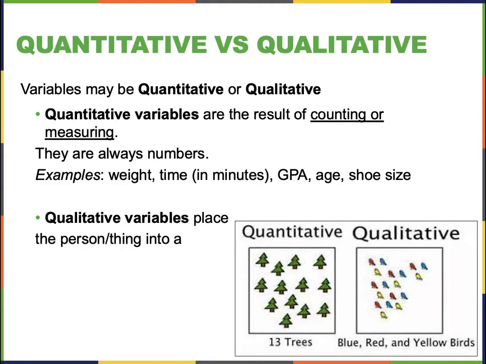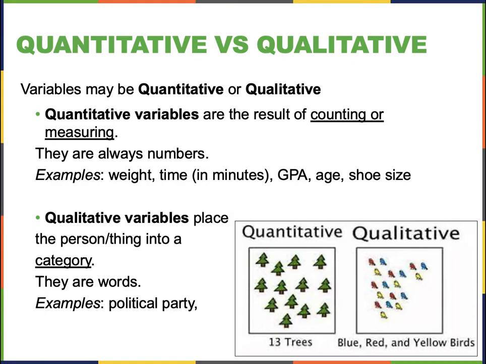Qualitative variables place the person or thing into a category, and they are expressed using words. Examples are political party, eye color, gender, ethnicity, etc. Your gender could be male or female. Your political party might be independent, Republican, Democrat. So all of these variables are expressed using words, not numbers.